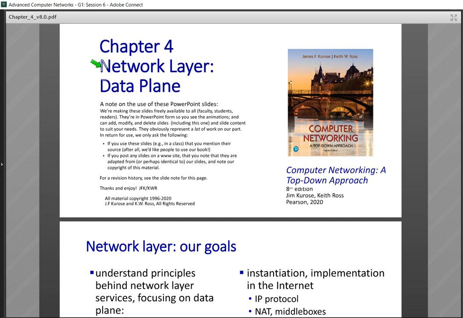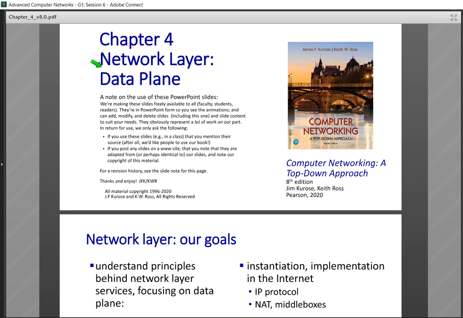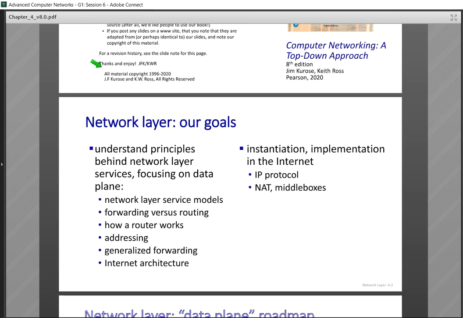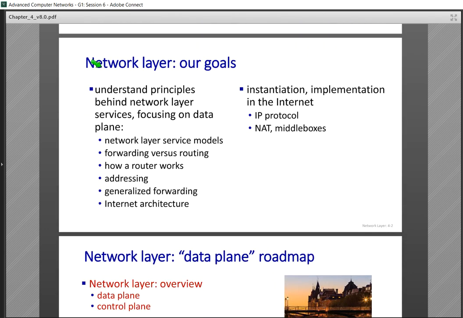We will talk about these chapters because there is something new in the content of network layer, which is important in the future of computer networks. So we will talk about chapter 4 and chapter 5 in this course. Okay.